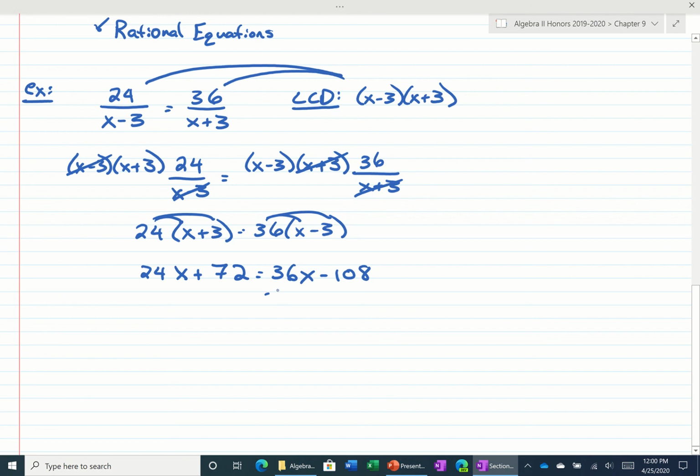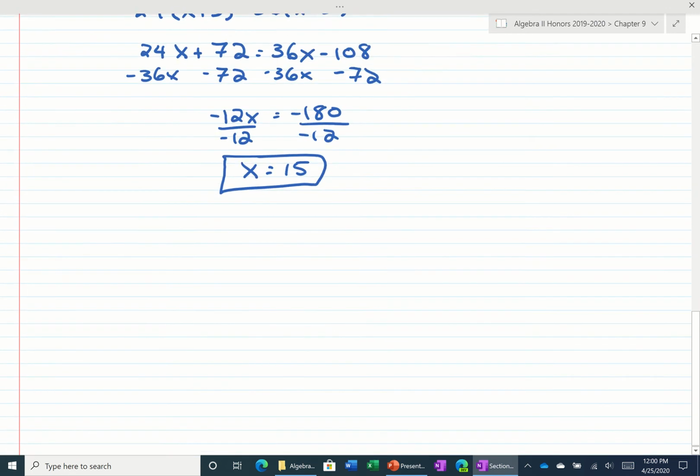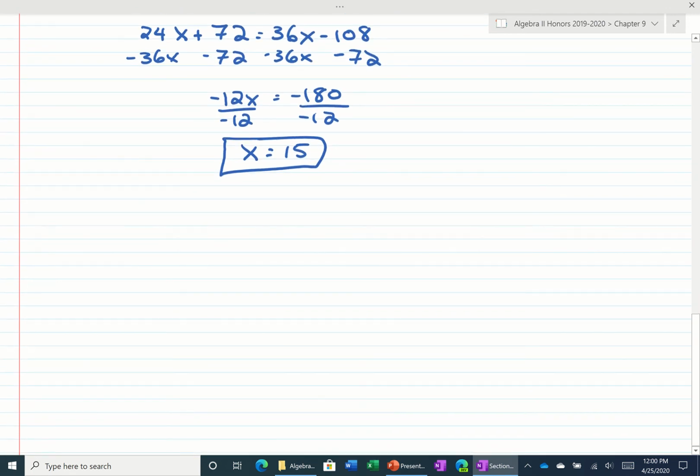We try to get all the x's on the same side and all the numbers on the same side. They're called constants. This would turn into negative 12x is equal to negative 180. And if you divide by negative 12, you get x would equal 15. Not a big deal. You guys could all handle this. A couple more problems here.